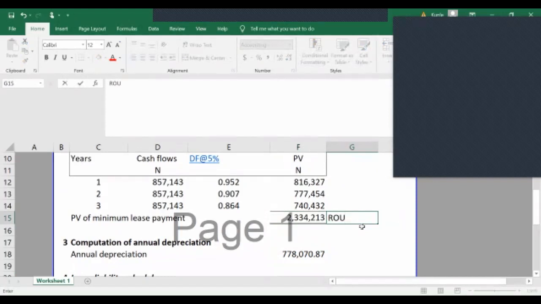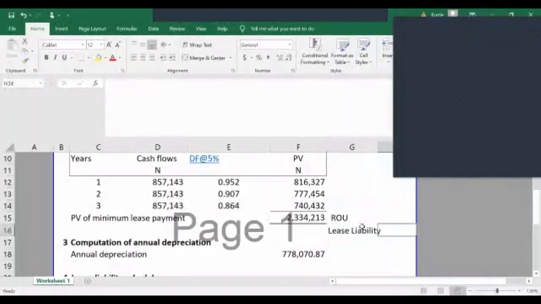This is the amount you will recognize as your right of use asset, and that will also be recognized as your lease liability. Remember, we said earlier that the standard emphasized that the right of use asset has to be debited, recognizing the asset, and the liability has to be credited. So we will credit the lease liability with the 2.3, and you will debit the asset with 2.3.